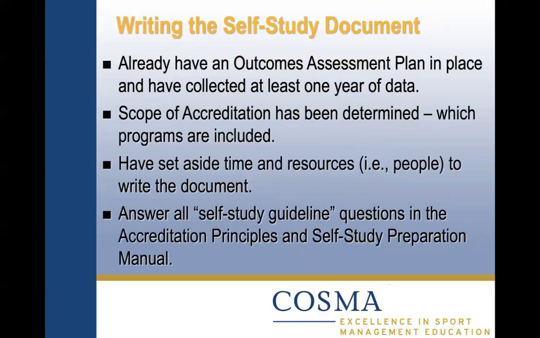So when would you be ready to start writing your self-study? Well, you would already have an agreed upon outcomes assessment plan, agreed upon with yourself, your program, and the Board of Commissioners. You would have collected at least a year of data, and certainly you may have collected data for many years and adjusted your plan. We're just looking for that 1 year of data that you'll put as a snapshot in this document. We know which programs are to be included or excluded from this accreditation process.